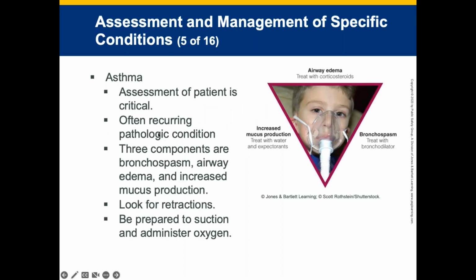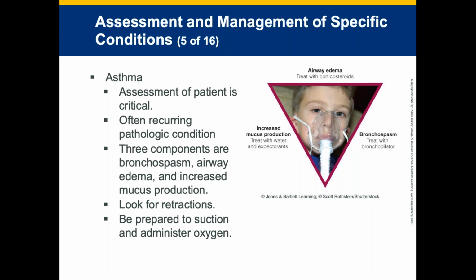So here's asthma with the asthmatic triangle. The assessment of the patient is critical for asthmatics. I've seen kids turn quickly for the worse that aren't treated aggressively. This is often a recurring pathologic condition. So if possible, ask family members to describe the patient's asthma. How bad has this gotten? Have they ever been intubated before? Have they ever received epinephrine before?